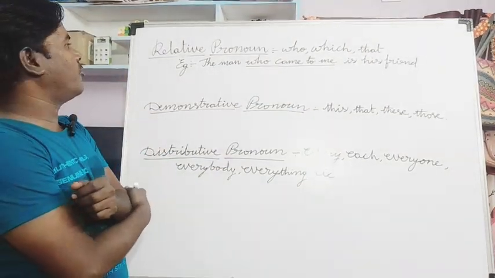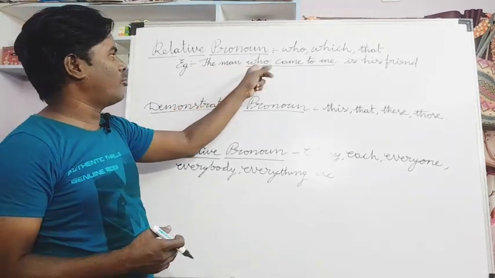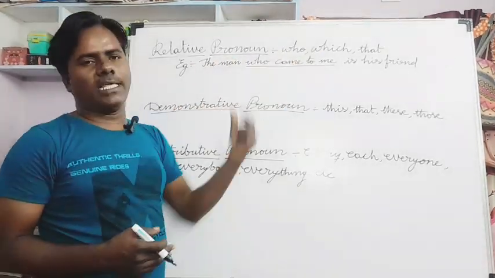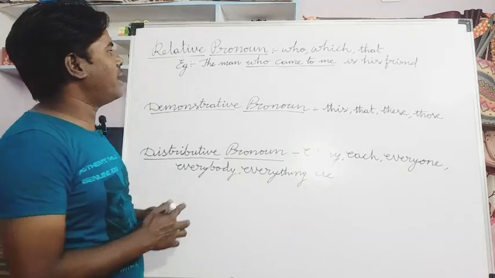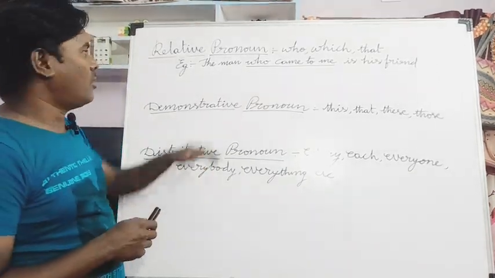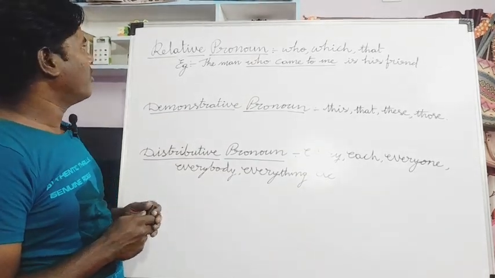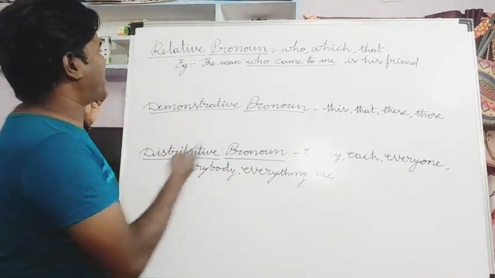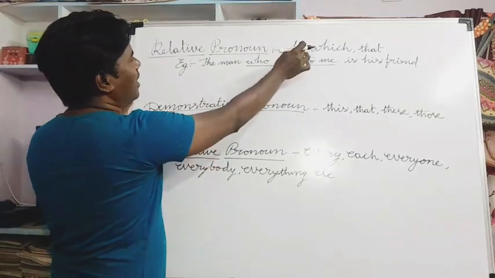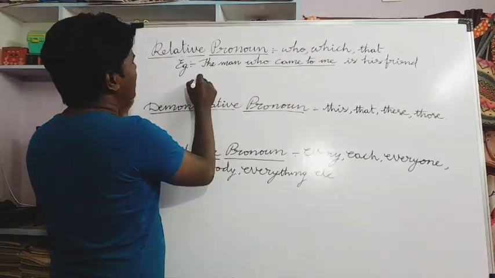So here we use who to combine these two clauses. Okay, so here it is used like a conjunction. Who is used like a conjunction. Okay, and then which. So here we have to use which.